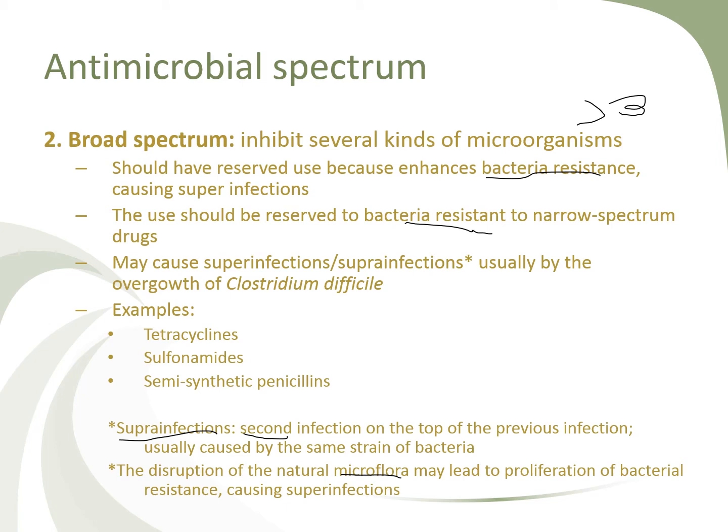Superinfection is when a second infection occurs on top of a previous infection, usually caused by the same strain of bacteria. So what's that? I got an infection and I didn't treat it properly, or my bacteria got resistant. Then I got a second infection over the first one. So it's a second infection over the first one, and this is usually caused by the same strain of bacteria.